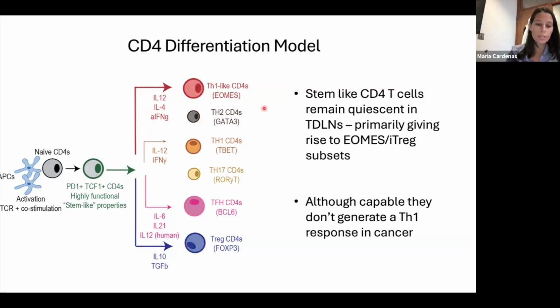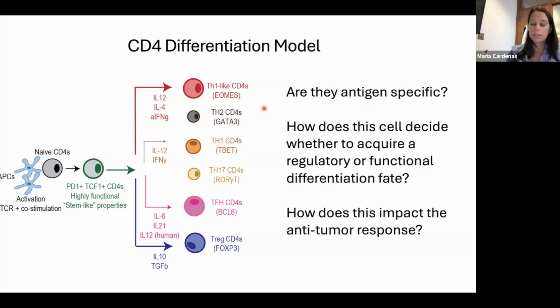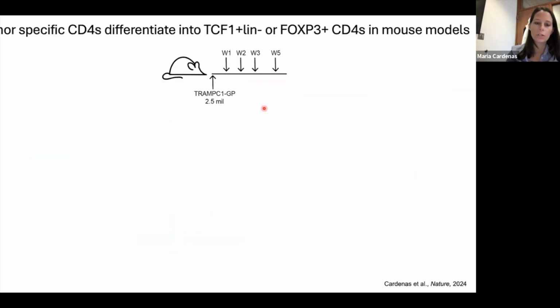And so this is what's happening in the patients. We're taking it out in vitro, right? And so it could happen, but is it actually happening? Are these cells antigen specific? Is this TCR dependent? How does this cell decide whether to acquire a Treg phenotype or a functional differentiation phenotype? And how does this impact the anti-tumor response? Why would we care? All of these questions, we went into mouse models to try and address how this population really impacts the anti-tumor response.